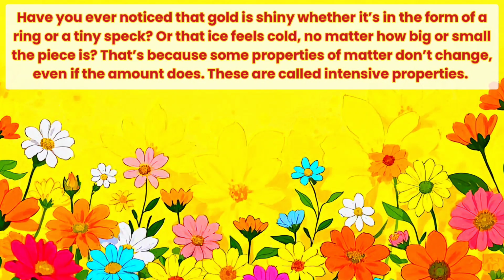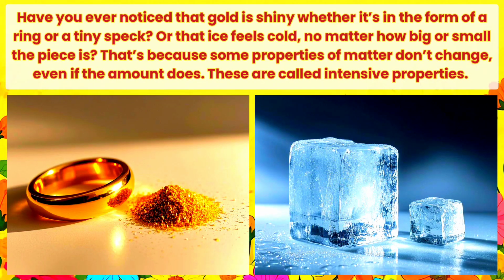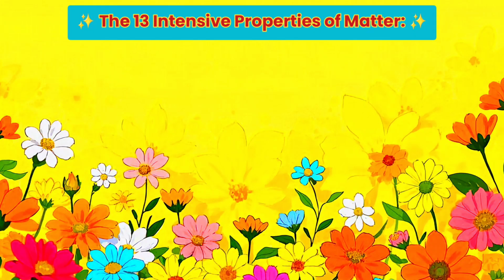Have you ever noticed that gold is shiny whether it's in the form of a ring or a tiny speck? Or that ice feels cold no matter how big or small the piece is? That's because some properties of matter don't change, even if the amount does. These are called intensive properties. Let's look at 13 common examples that help us describe matter more clearly.